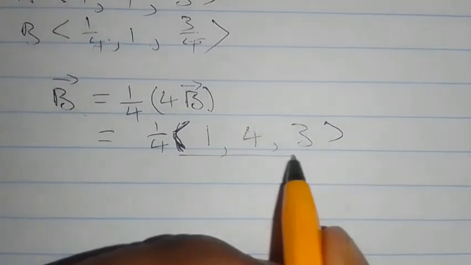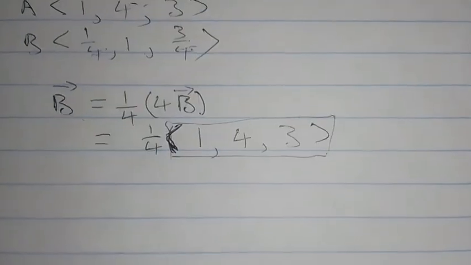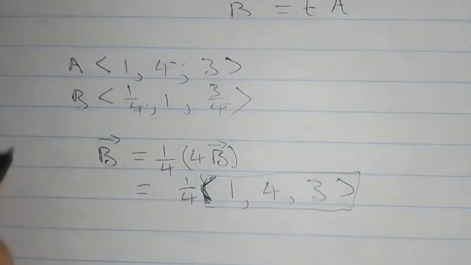So are these vectors parallel? Yes, because as you can see, this is basically vector A. So you have some constant multiplied by vector A, giving you vector B. So that's the idea of parallel.